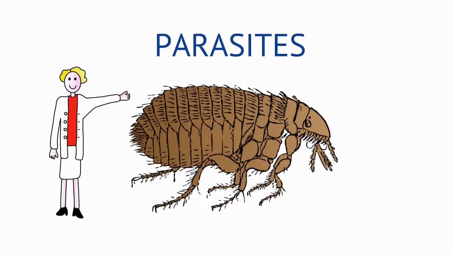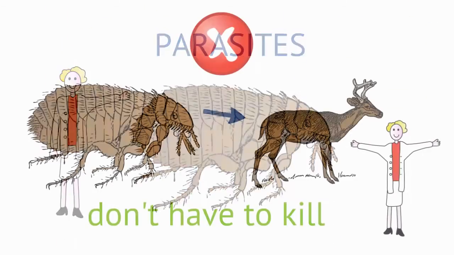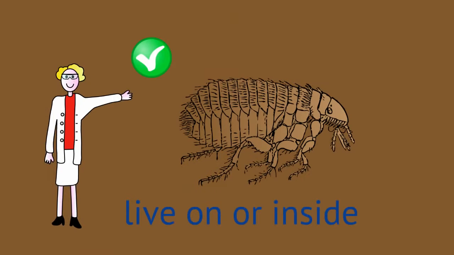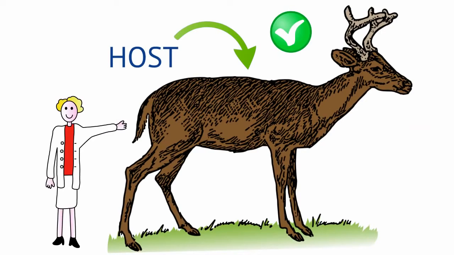But what about parasites? Parasites don't have to kill an animal in order to feed off it. In fact, parasites live on or inside a living animal, harming it, but not killing it immediately. The animal they live on and feed off is called the host.